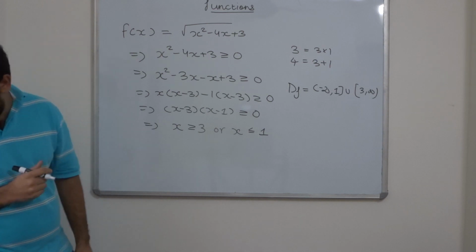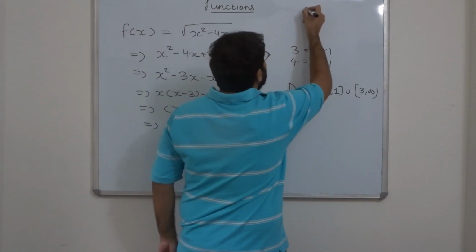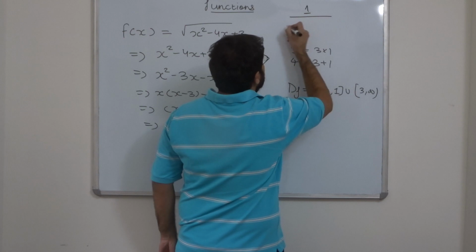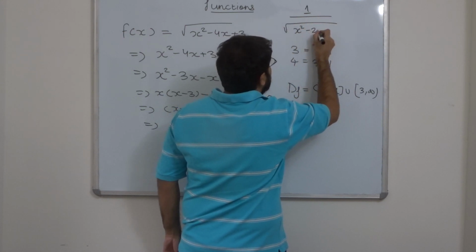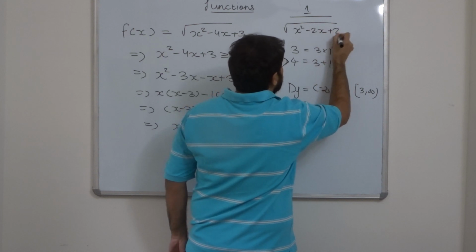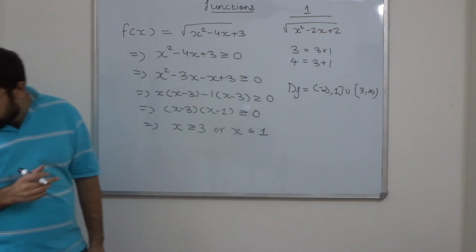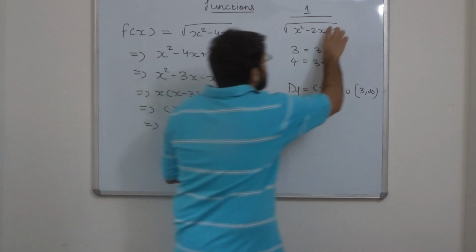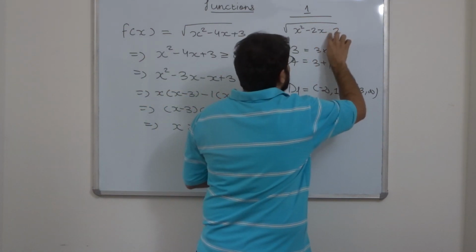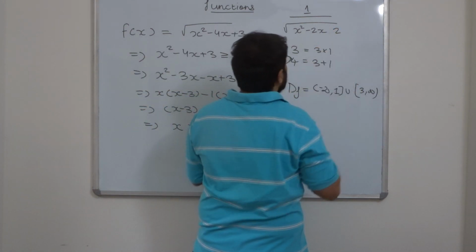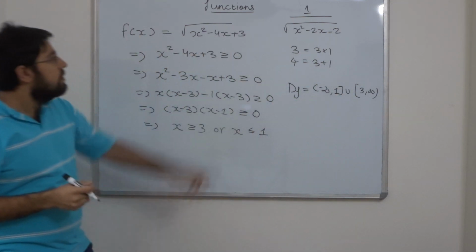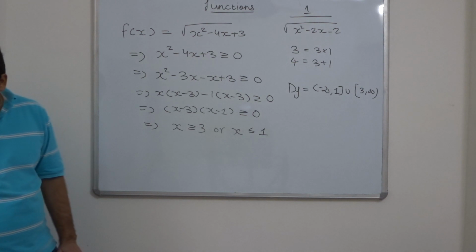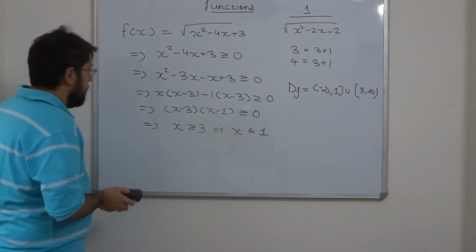So now we are going to move to our next question. I'll tell you what the next question is, guys. Find the domain of this question right here. X squared minus 2x plus 2. Let me just check. No guys, wait. It is minus 2x minus 2. Okay. This is the next question.